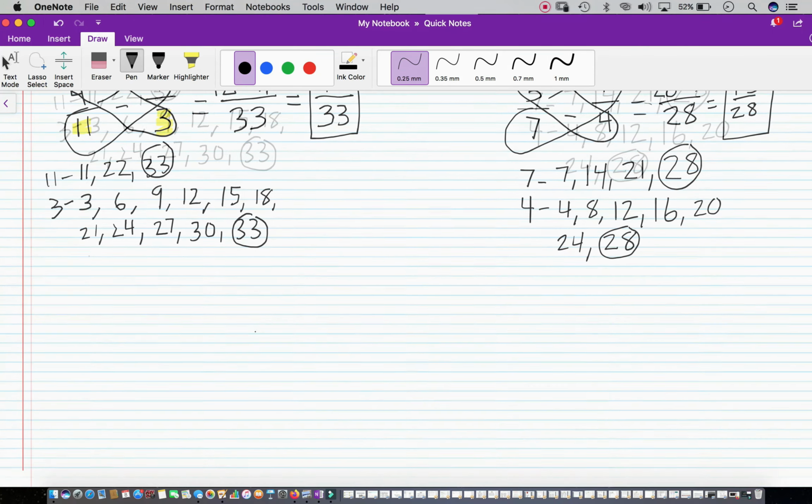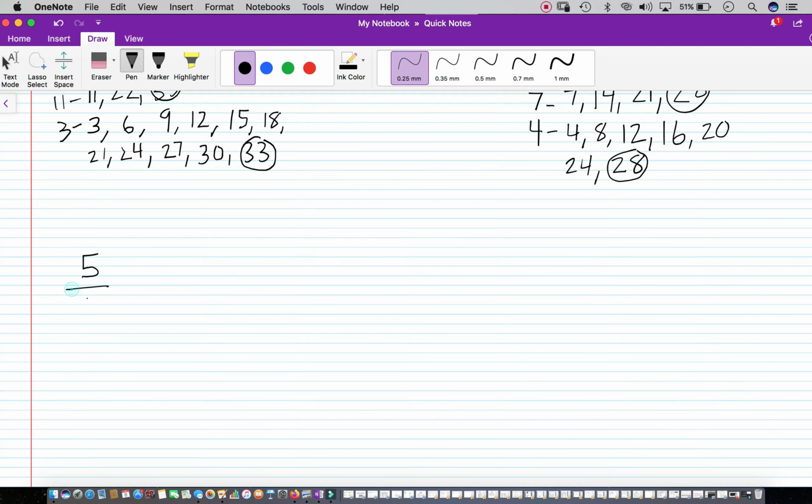Let's do one more. 5 over 6 minus 1 over 7. So we have to start off by finding our least common multiple for our denominators of 6 and 7. So of course we start with our 7. 7 times 1 is 7. 7 times 2 is 14. 7 times 3 is 21.